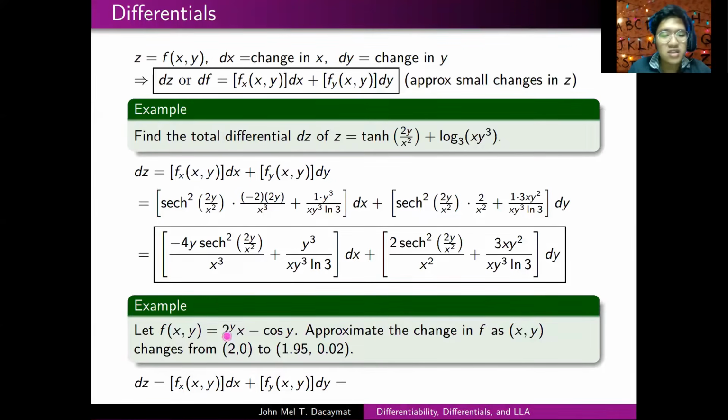So if we do that, f sub x is very easy. 2 to the y is the coefficient, and the derivative of x is 1, so just 2 to the y times dx. This cosine y has no x, so it's just 0 as a constant. The derivative with respect to y, the first term, x times the derivative of 2 to the y, that's x times 2 to the y ln 2. Then this negative cosine y will just become positive sine y times dy.